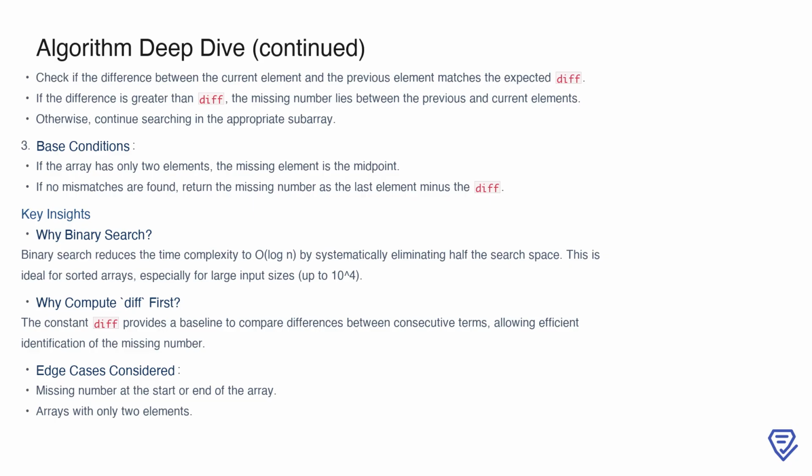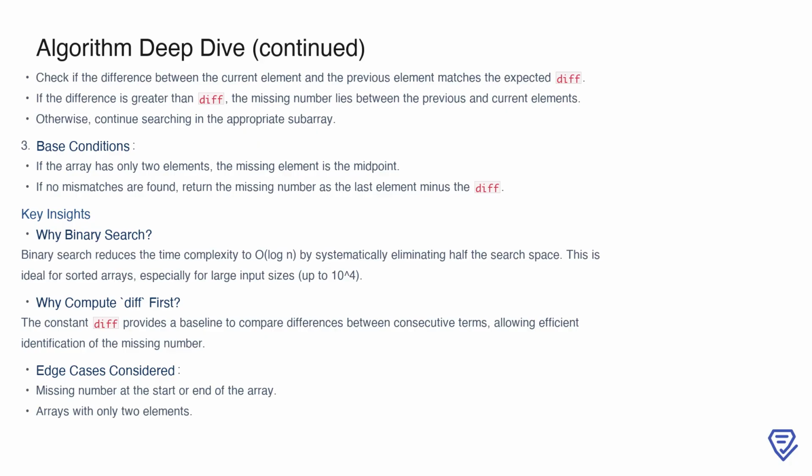At each step, we compare the difference between the current element and the previous one to the expected diff. If the difference exceeds the calculated diff, it indicates that the missing number must be between these two elements. Otherwise, we continue searching in the appropriate half of the array. For arrays with only two elements, the missing number is easily found as the midpoint between the two.